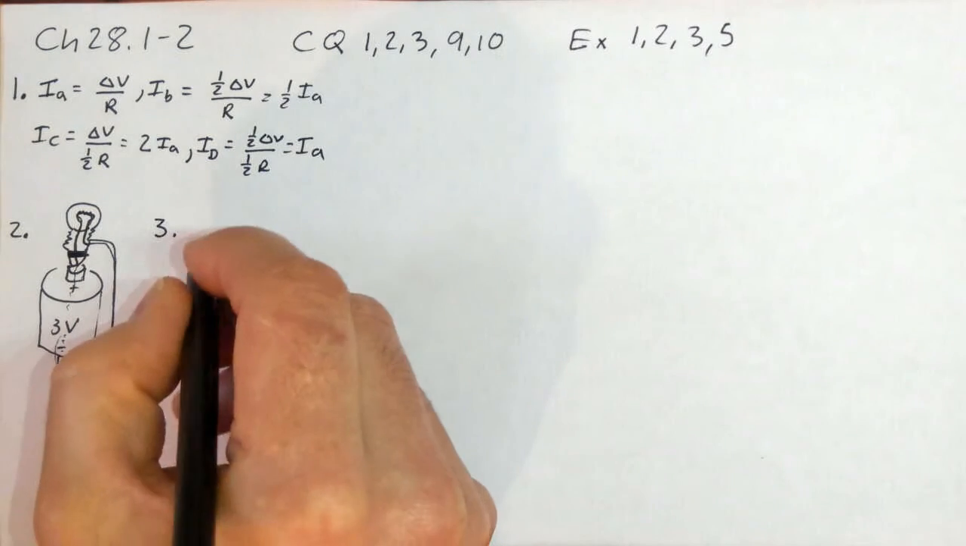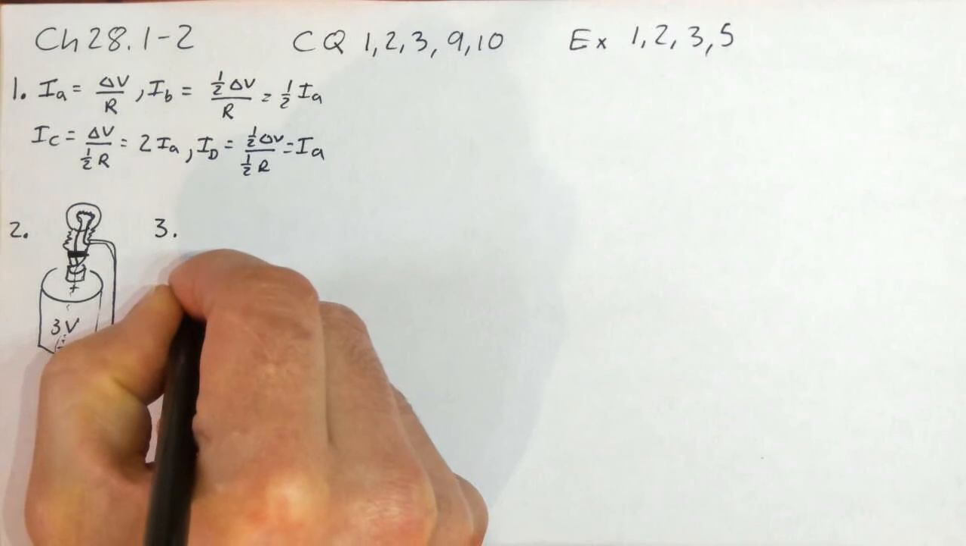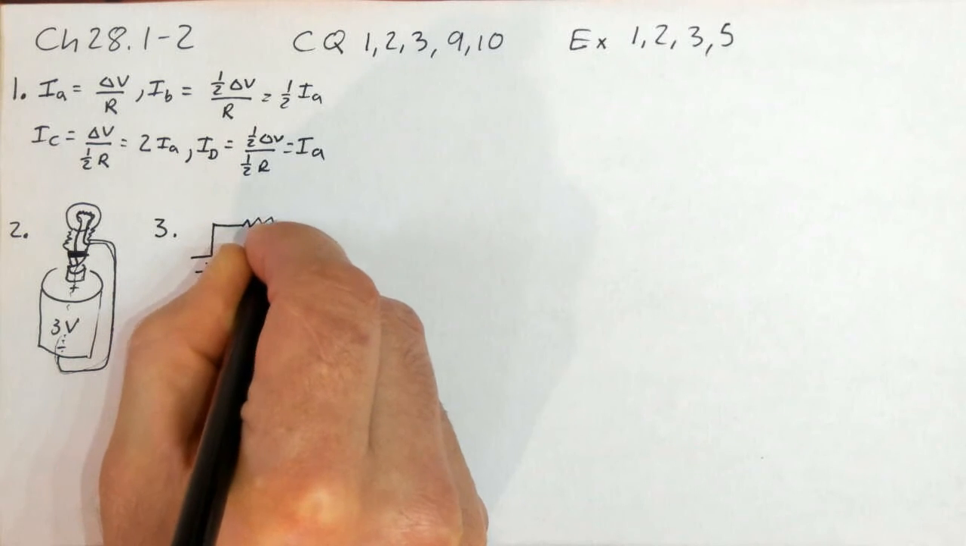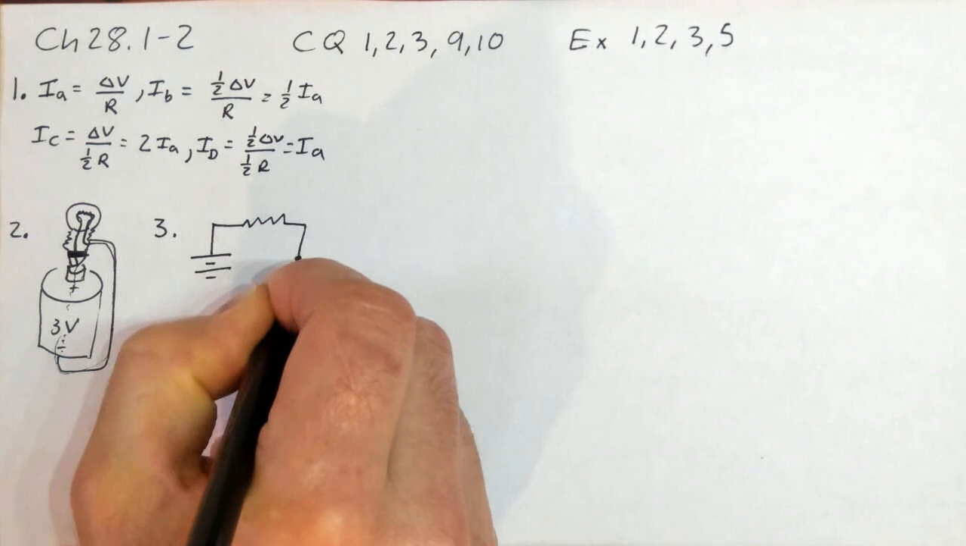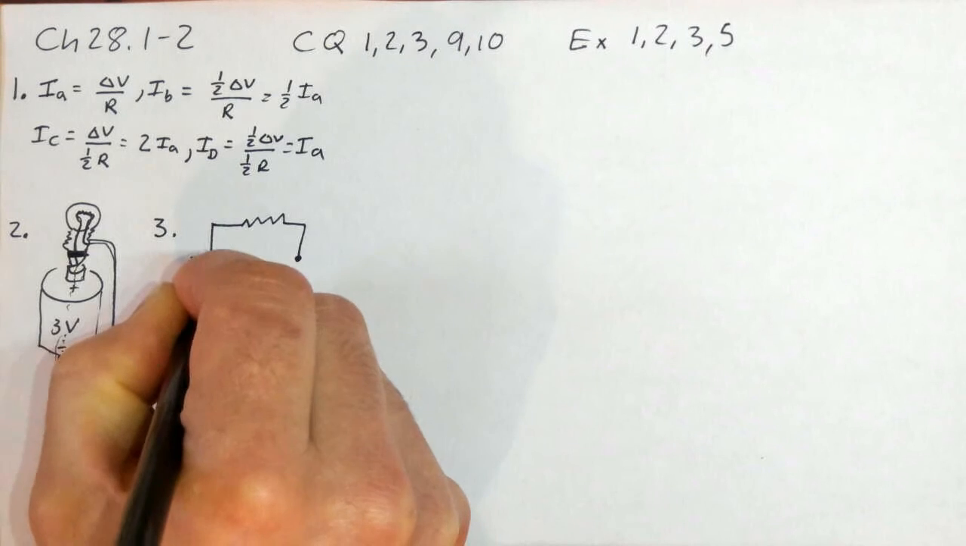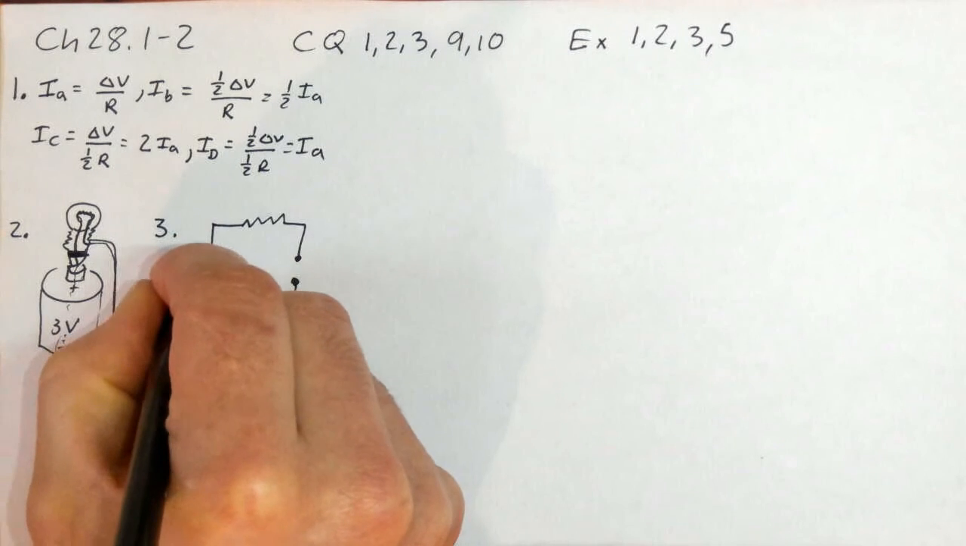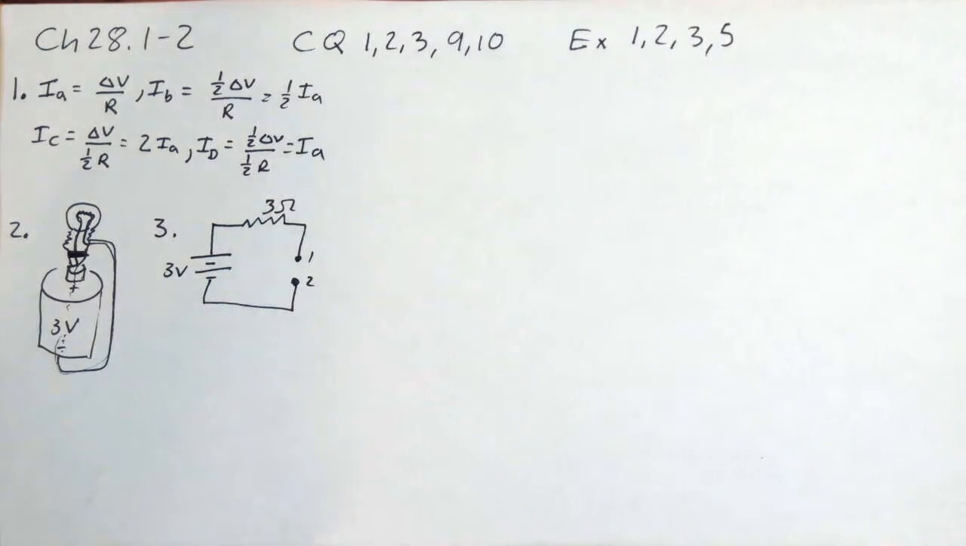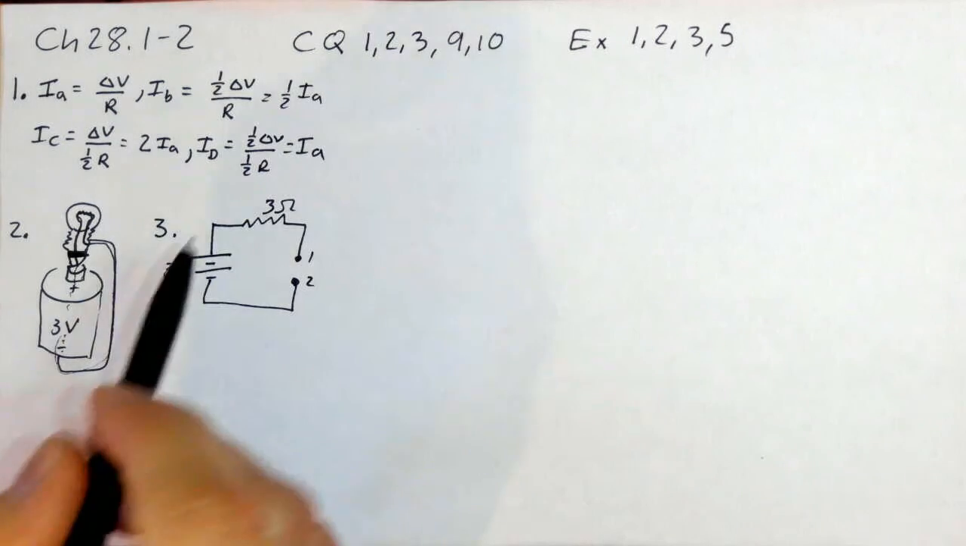Okay, so we've got the symbol for our battery, resistor, and then a broken wire, points 1 and 2. The question is, what is the voltage across points 1 and 2? What is delta V12? Well, how are we going to find that out? Let me ask this question.